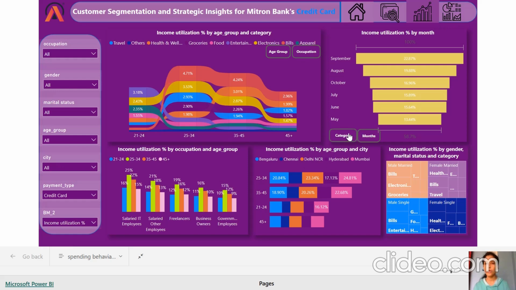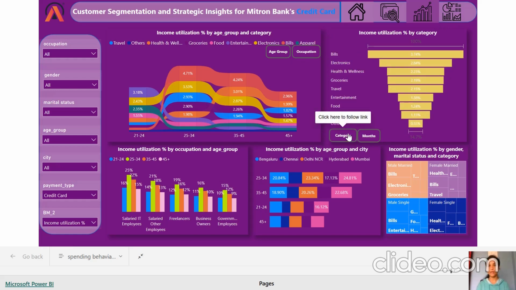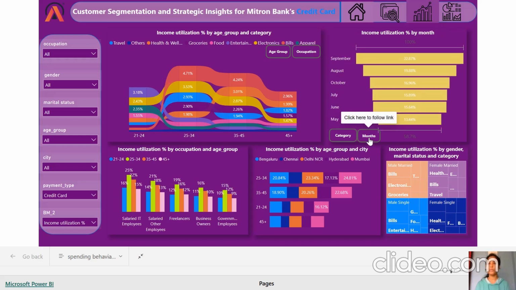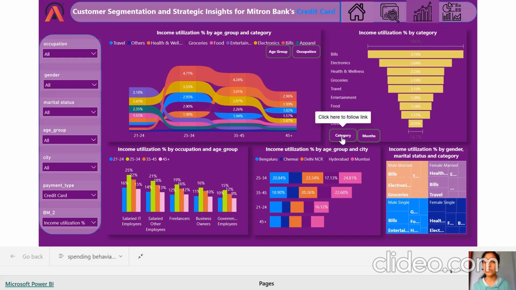That is a category. With respect to the category, this shows where they are spending more, where the income utilization percentage is more. Here, bills and electronics have a higher income utilization percentage compared to health, groceries and the rest. So here you can see the grades of different categories where the income utilization percentage is high, and where it is medium. We can also switch to the month, and see in which month the income utilization percentage is more. In September, August and October it is more, compared to May, June and July. This is the overall income utilization percentage analysis.